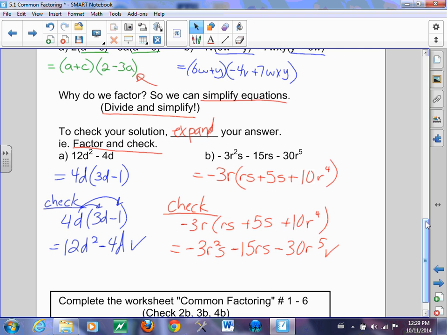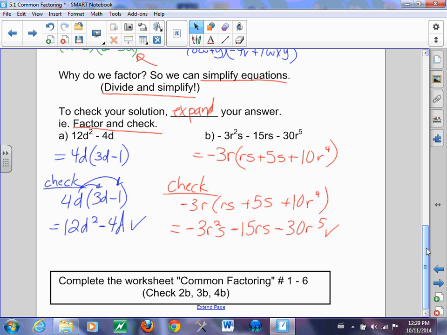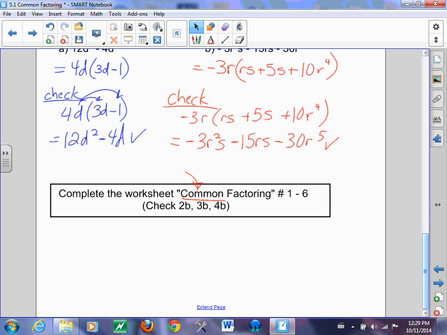So ladies and gentlemen, here's your homework tonight. Complete the worksheet called Common Factoring, folks. There's one that's called Factoring, the other one's called Common Factoring. I think it's on the back side. Make sure you have the one that says Common Factoring, because we haven't got into the other handout that says Factoring. And do numbers 1 to 6, folks. And it says to check 2b, 3b, and 4b. That is not written on your worksheet, so make sure you do that.